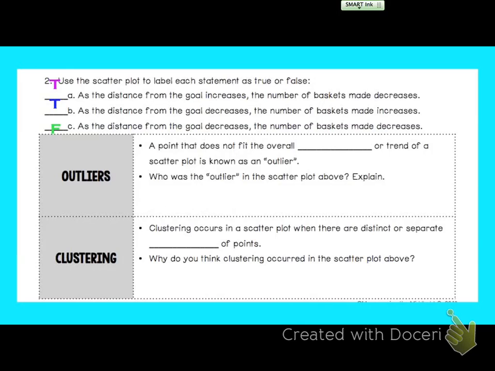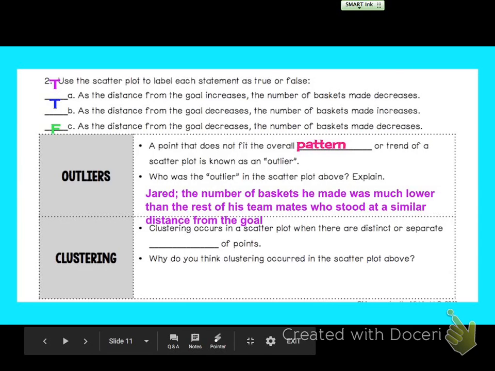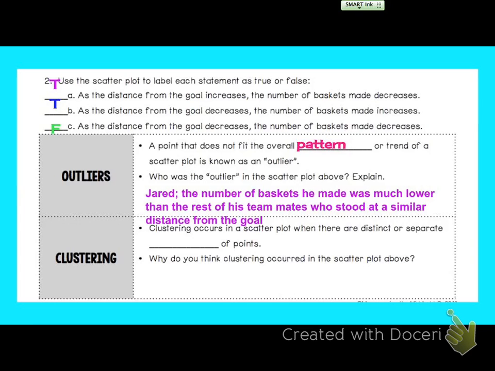Looking at your graph still, you have Jared, he's an outlier. That is a point that does not fit the overall pattern or trend of the scatter plot, and that's known as the outlier. So who was the outlier? Jared. The reason he was an outlier is because the number of baskets he made was much lower than the rest of his teammates who stood at a similar distance from the goal.